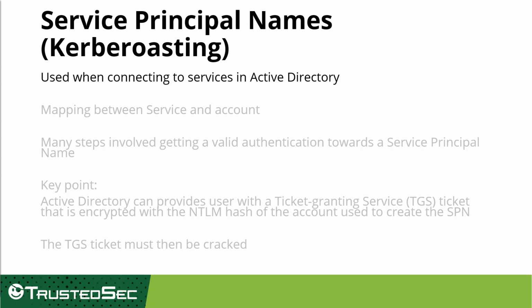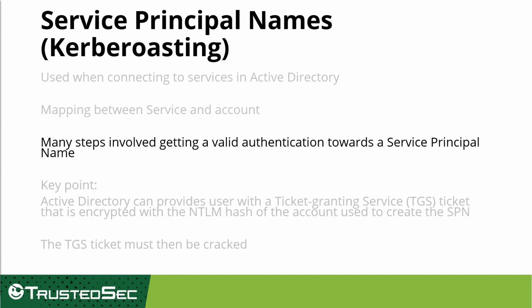Service principal names. These are used when you connect to services in Active Directory using Kerberos authentication. Essentially, it's a mapping between a service and an account. In the backend, there are many steps involved in getting a valid authentication towards a service using a service principal name. I'm not going to cover the details behind this in this video, but if you're really interested, there's a lot of online resources that allow you to understand the inner workings of Kerberos and also how service principal names fit into that equation.